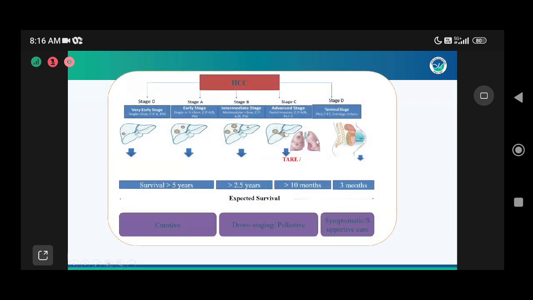So if you see, if this is BCLC staging stage C, this is where TARE is used in case of multiple metastasis in the liver, which are not amenable to surgery. We give this radioactive substance so that this can be used for further surgeries or bridge to transplant.